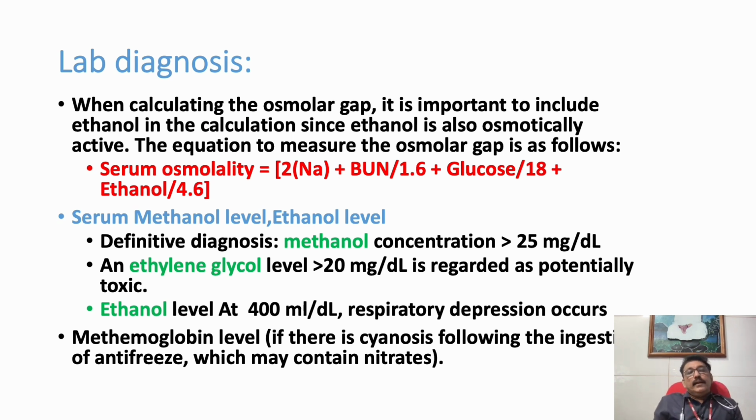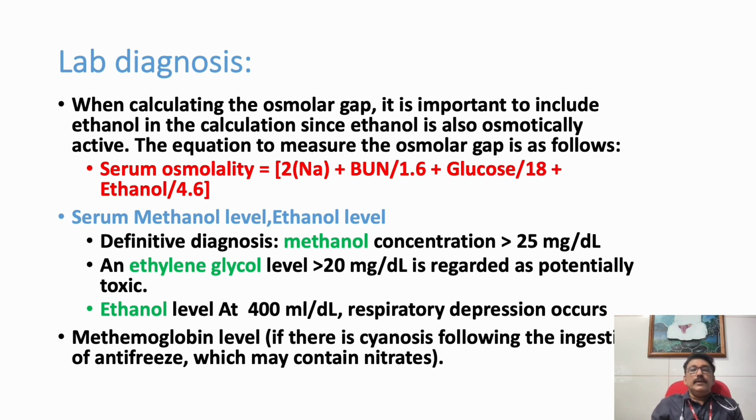Now, osmolality can also be calculated with ethanol levels. There is also another formula. You can calculate 2 into sodium plus BUN by 1.6 plus glucose by 18 plus ethanol by 4.6. In that way you can calculate if the patient already has ethanol intoxication, if the patient has already taken ethanol and you are getting an ethanol level.